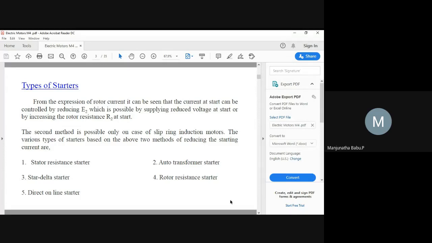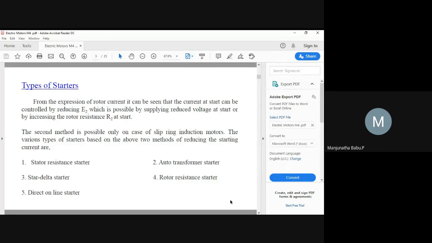Coming to the different types of starters, there is the stator resistance starter, star delta starter, direct online starter, that is the DOL starter, auto transformer starter, and rotor resistance starter. All these starters you can see in our lab. We have already done some experiments on the rotor resistance starter. There is no stator resistance starter, but instead we are going for the auto transformer starter. When you conduct the second cycle circle diagram experiment, we will use the auto transformer.